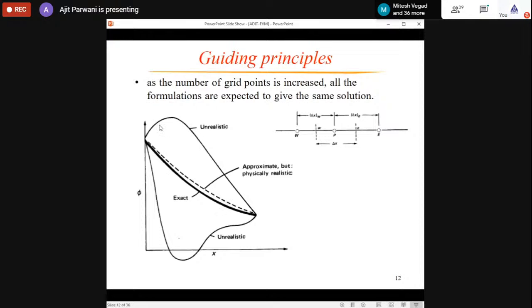The solution will go unrealistic if it does not pass some rules. So what are those rules? I will define those rules in the later slides. So the solution could not be unrealistic. I hope that this is clear to everyone up to this point.